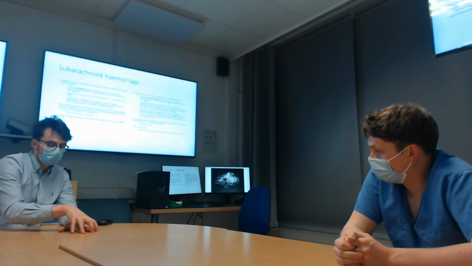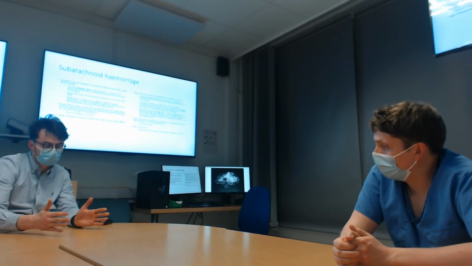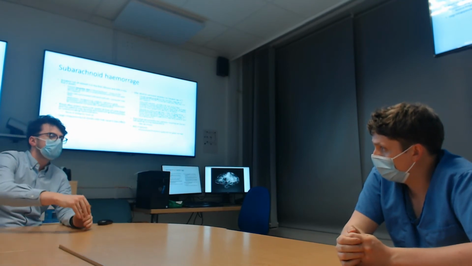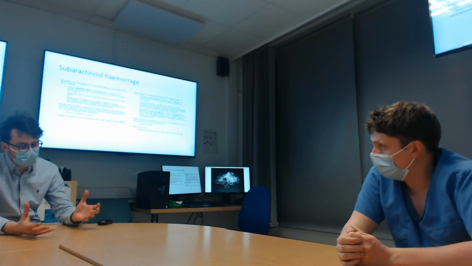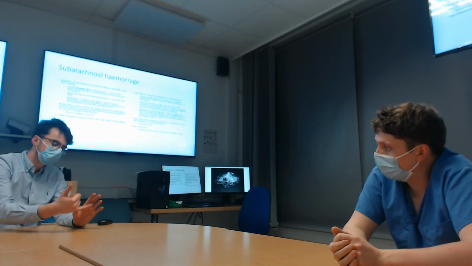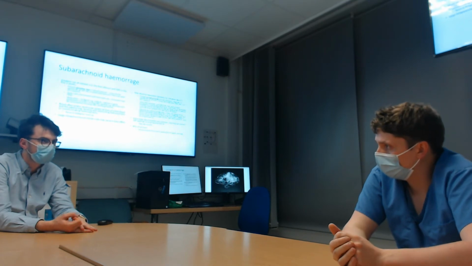So if I summarise what you've said, if anyone wants to write this down, it's like a checklist for a subarachnoid hemorrhage patient. Generally, you're balancing the risk of rebleed against the risk of vasospasm, and the way you're doing that is you're making sure the patient is nursed in a calm environment with the head up to 30 degrees.